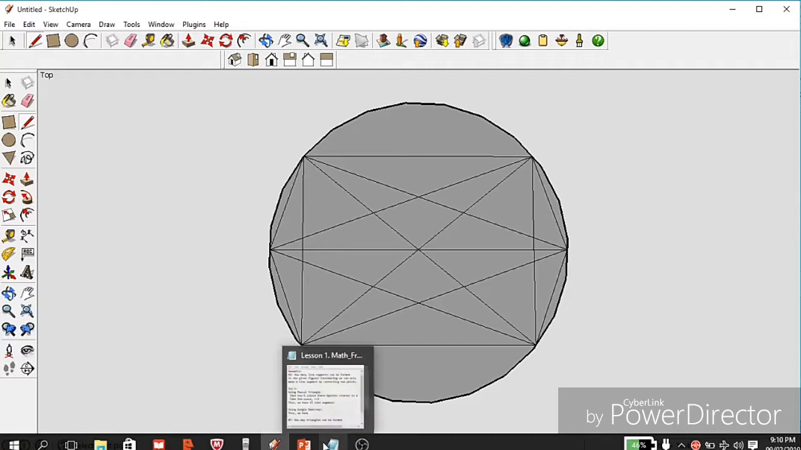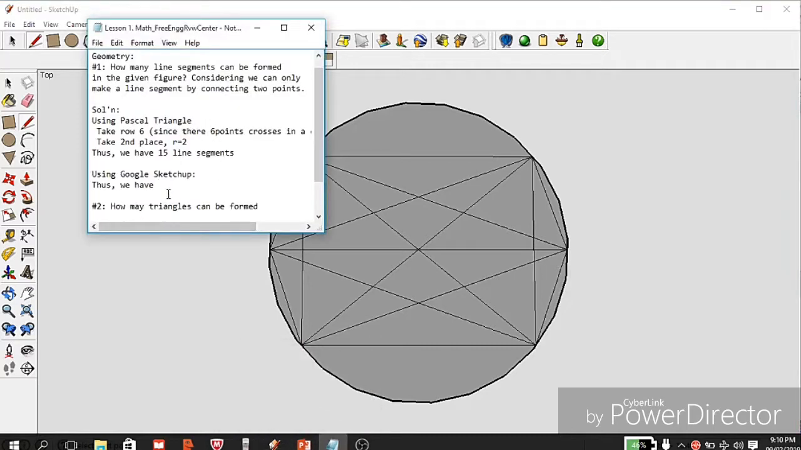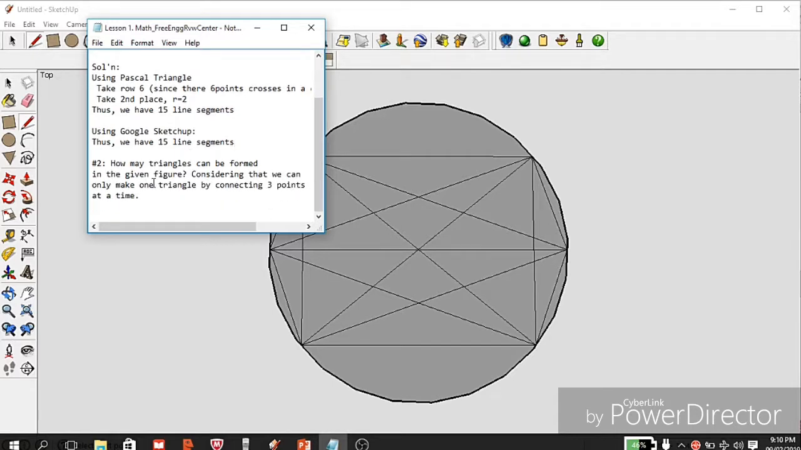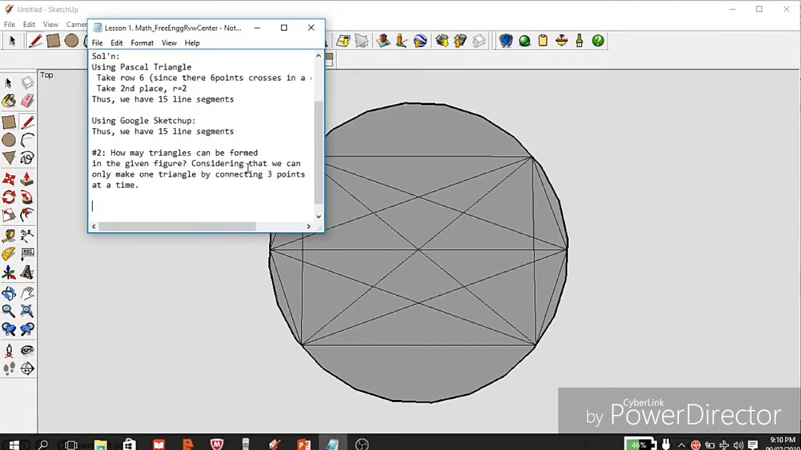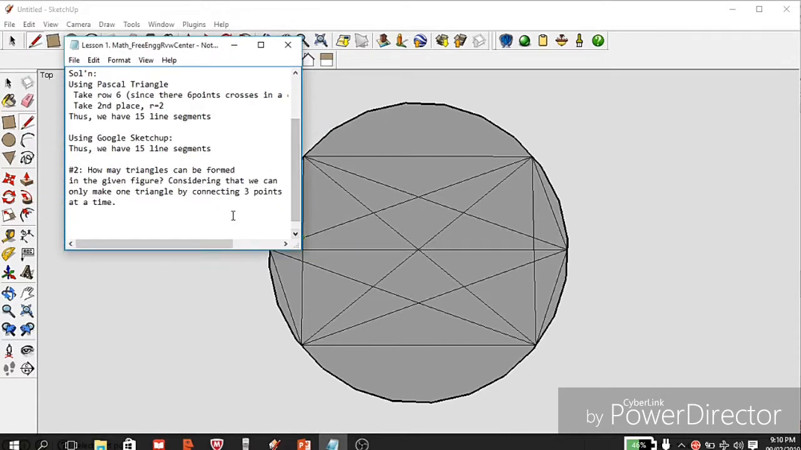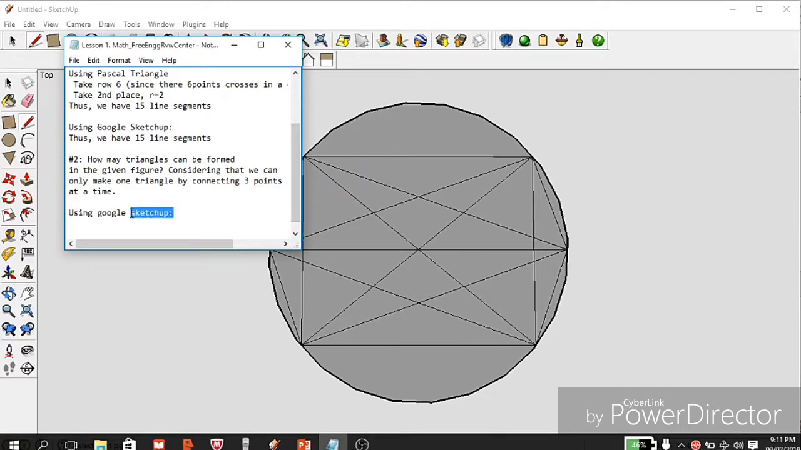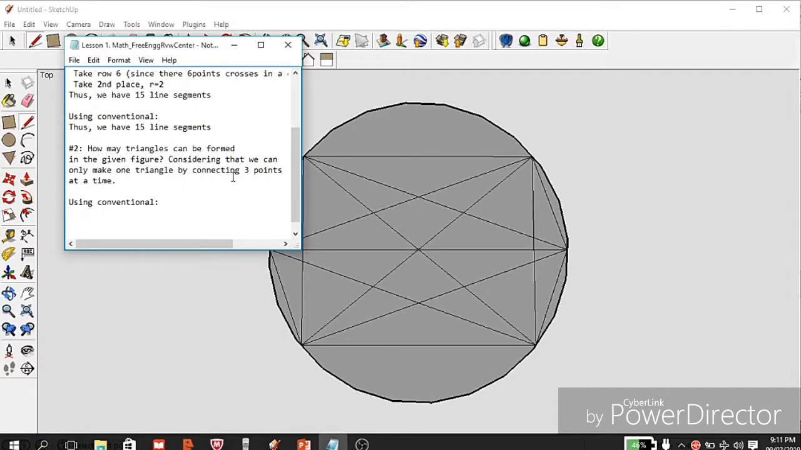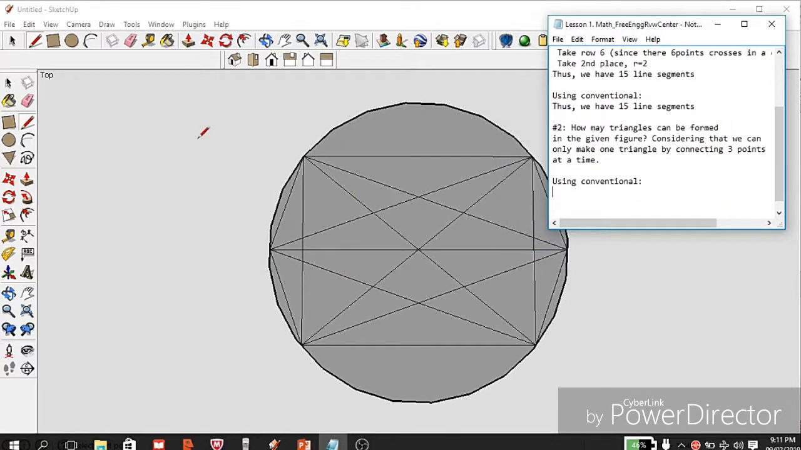So therefore we have 15 line segments. So what about if we are going to ask how many triangles can be formed in the given figure? So if you can use the conventional solution again, I'm going to use Google SketchUp. This will be the conventional solution.